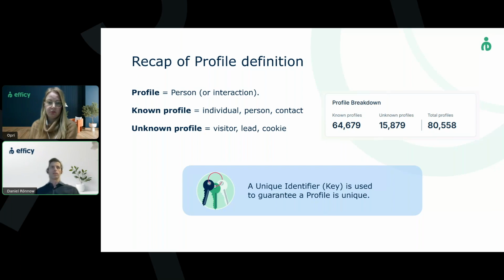The other part is unknown profiles. If we have captured a lead or a visitor on a website through a cookie or something else, and we cannot identify that one as unique, then we call it an unknown profile, which we grow continuously until it converts to a known profile. So keep this in mind when going through this.